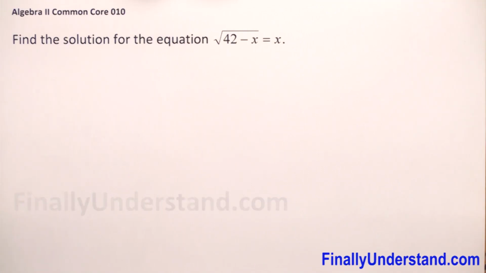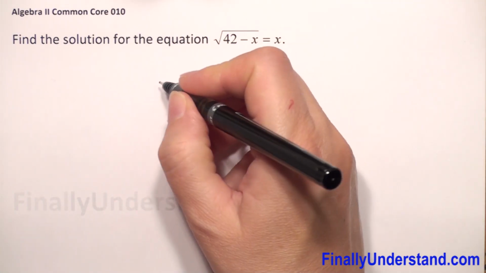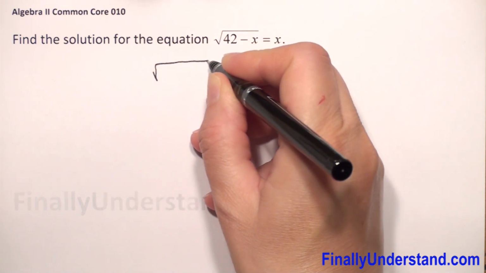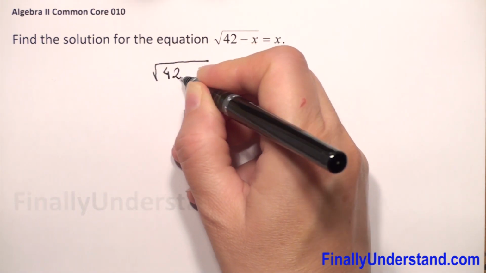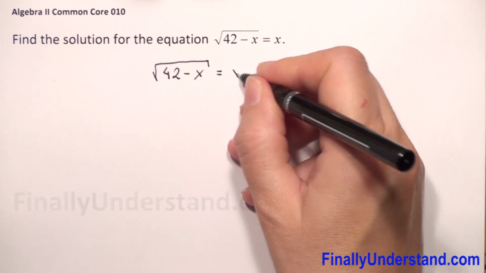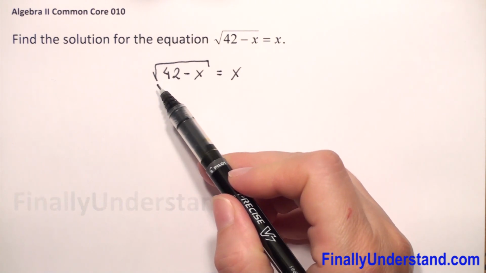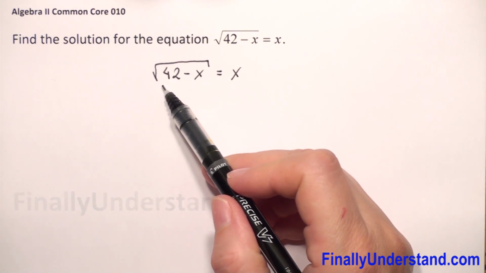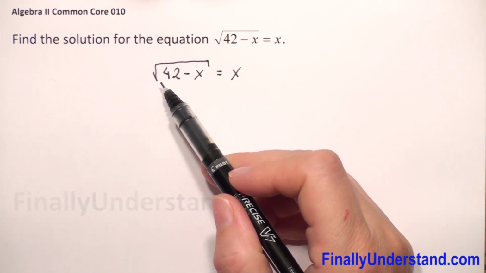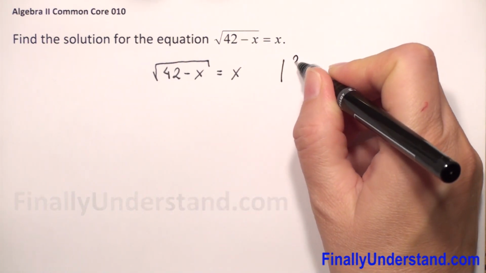Find the solution for the equation square root of 42 minus x equals x. First we will rewrite our equation. We have square root of 42 minus x. This is equal to x. Because on the left side we have a square root, first we will raise both sides to the second power to reduce this square root.